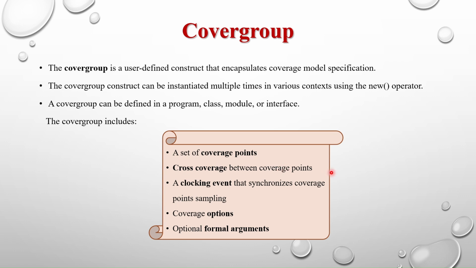Okay, and cross coverage between coverage points. Cross coverage means a combination of values between two or more coverpoints. We will see everything in detail. And a clocking event that synchronizes the coverage point sampling. Clocking event means at what time we have to sample the coverage points, which will be defined by using the clocking event. Whether you have to sample the coverage points during the negative edge or positive edge, this is nothing but a clocking event. And coverage options are used to control the behavior of covergroup, coverpoints and cross coverage. And optional formal arguments mean we can pass arguments in the covergroup. So these things we can include in the covergroup.